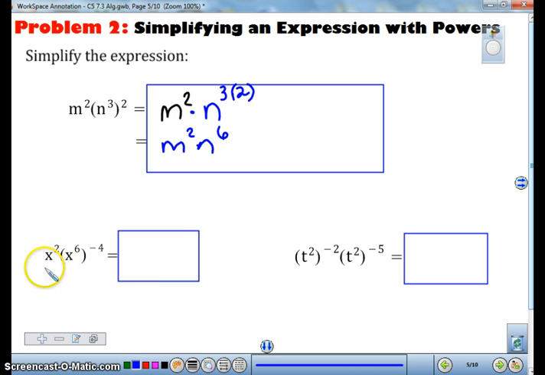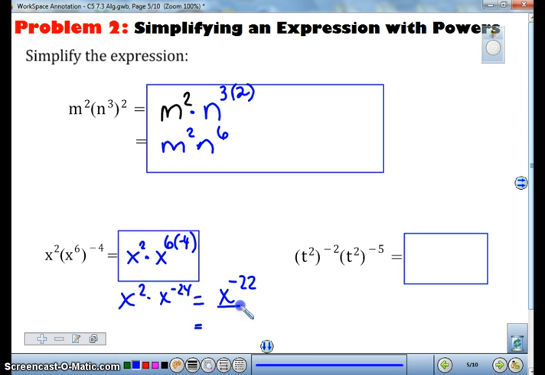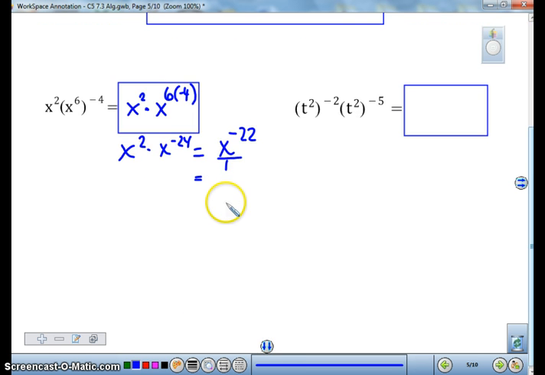This next one, it gets a little trickier. As we are doing this, we're going to have x to the 2nd first, times, here we're going to take the 6 to the negative 4. Notice we don't take the 2 times negative 4, only what's inside that parenthesis, so that we're going to have 6 times the negative 4. So we actually will have x to the 2nd power times x to the negative 24. As we multiply that, remember, we are adding our exponents, so we end up with x to the negative 22, but we cannot have a negative exponent. Remember, that's over 1. So if we are simplifying that, our final answer would be 1 over x to the 22nd power.